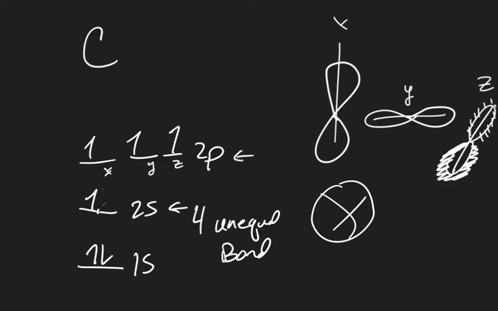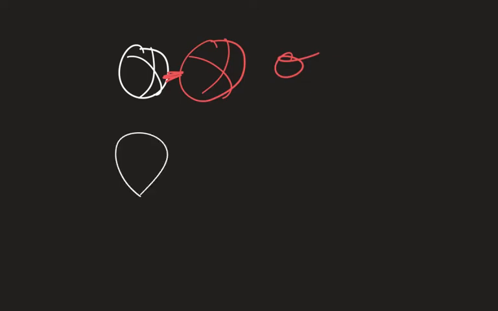Let me go to another page. If I have an s orbital overlapping with another s orbital, these 2 interact here. That is what we call a sigma bond. If I have a p orbital like this, and it overlaps with an s orbital like this, that is still going to be a sigma bond. We don't see a whole lot of that in here. That's still a sigma bond.